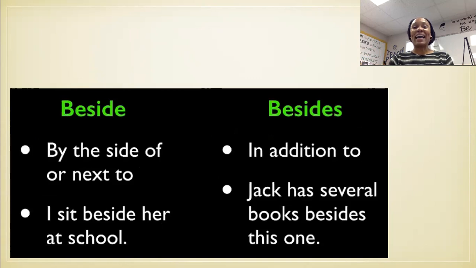Here we have beside versus besides with an S. Beside means by the side of or next to. The example we have following says, I sit beside her at school. In other words, I sit next to her at school. Besides means in addition to. The example that follows says, Jack has several books besides this one. Yes, he has other books. So in addition to this book, he has many more. Very good.